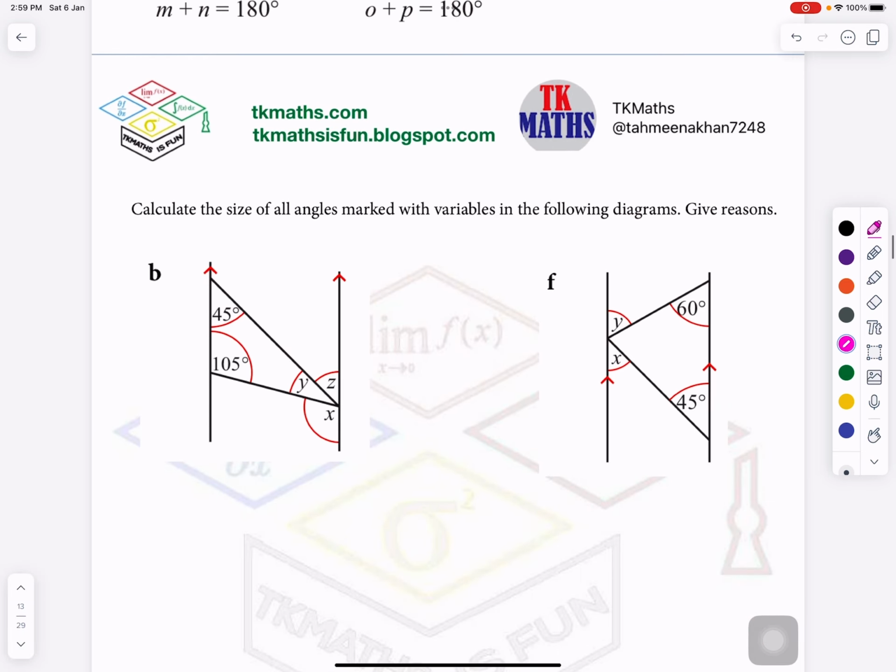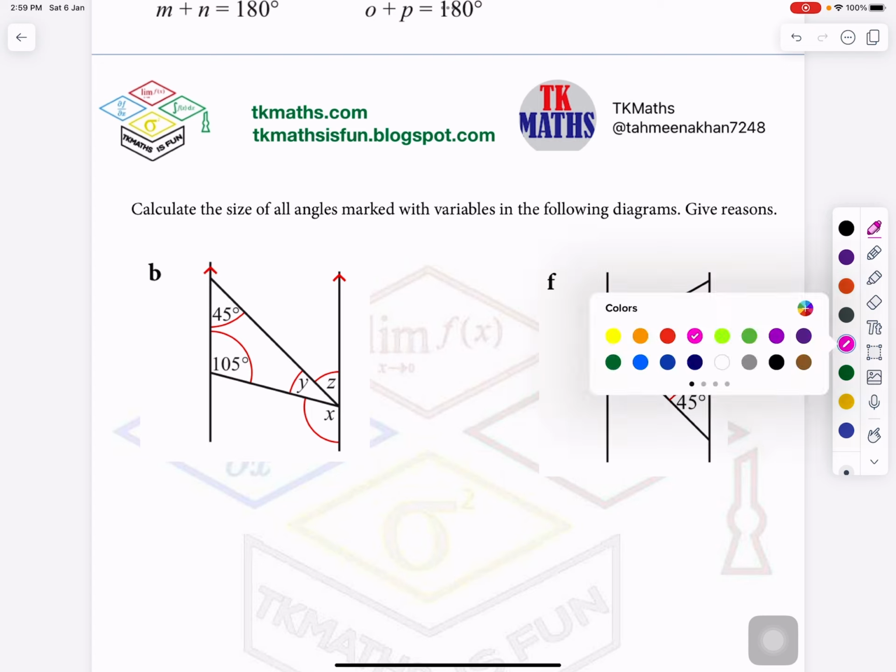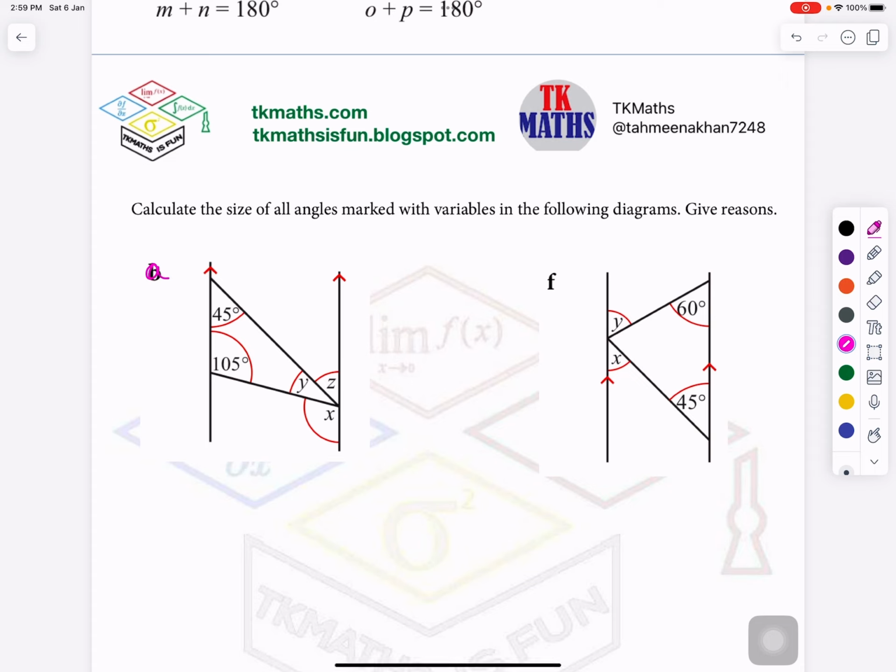Let's solve 2 questions, keeping the same property in our mind. If we see, by the way, do not worry about what is written here. It's because I've taken it from different places.